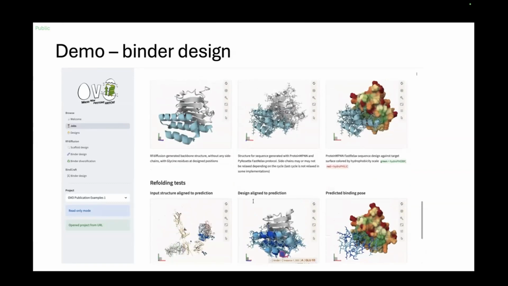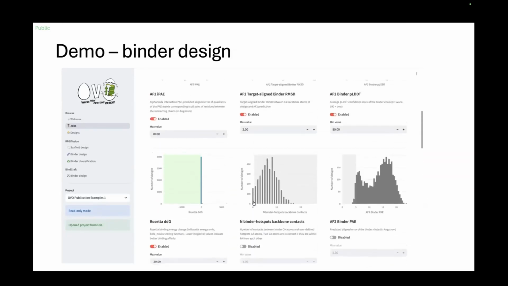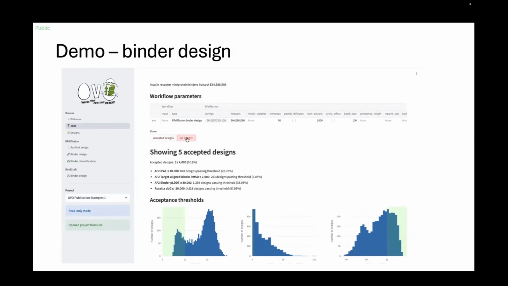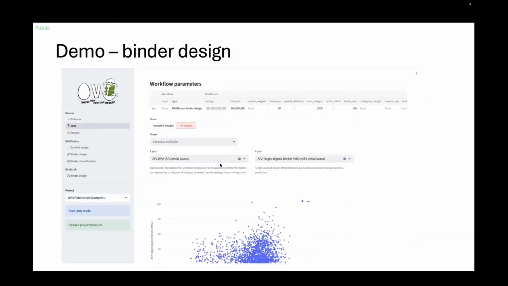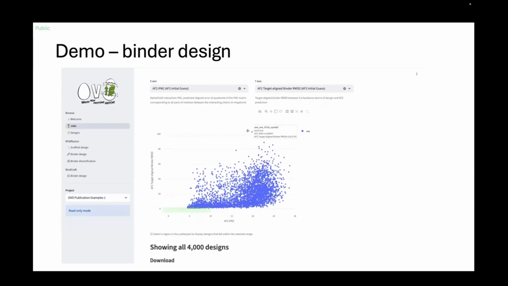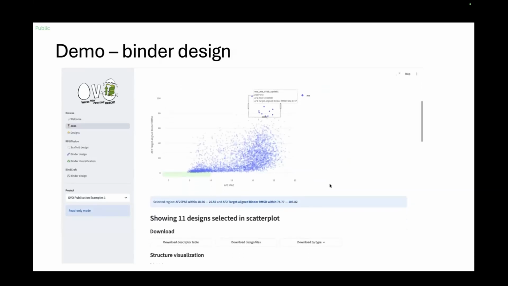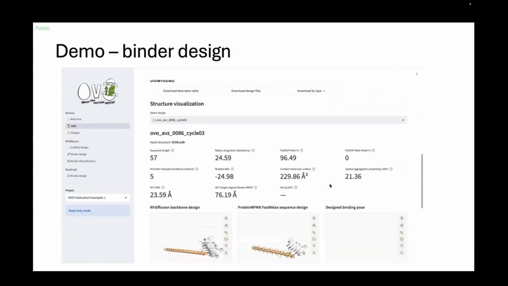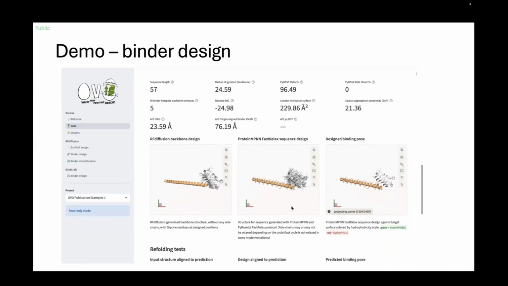So you see the results also of the refolding and the MPNN design and the RFdiffusion backbones. And in the second view, you see all designs. So this is the typical AlphaFold PAE versus RMSD. And the plot is interactive, so you can select a section of the plot and explore the design.